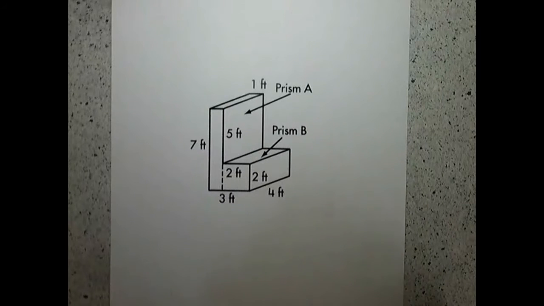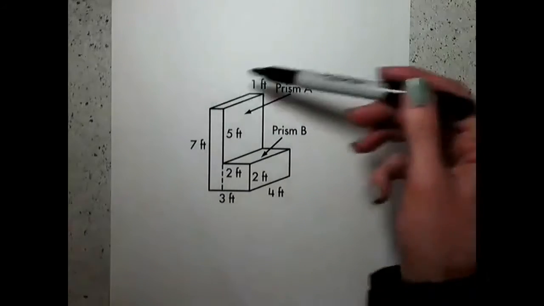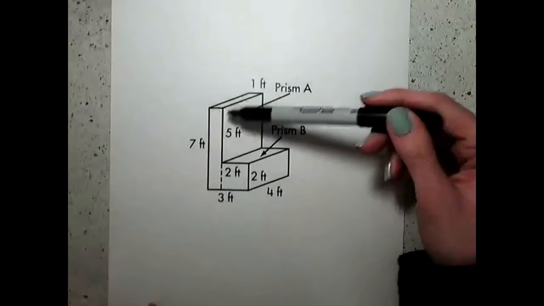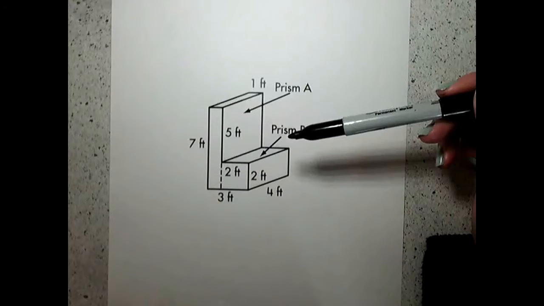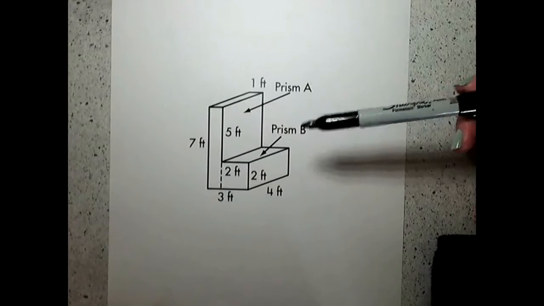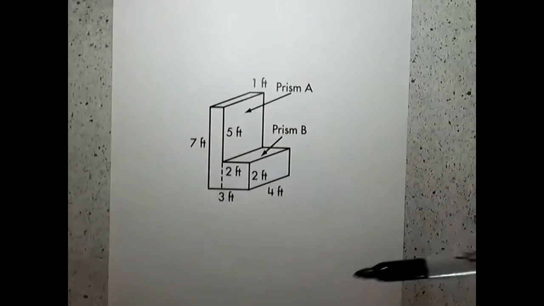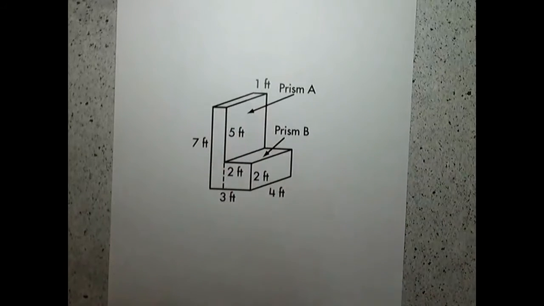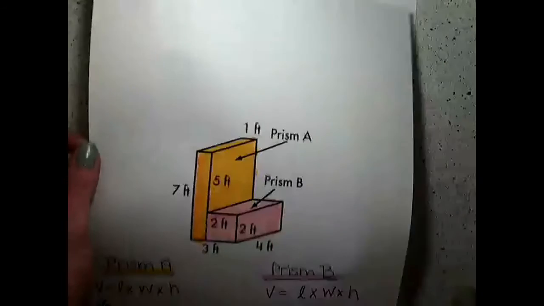Let's take a look at another example. This is another picture of an irregular prism. I'm noticing that this irregular prism has already been broken into two regular prisms. You can see with the dotted line, I have my prism A back here and prism B right here. To make it a little bit easier, I color-coded them.